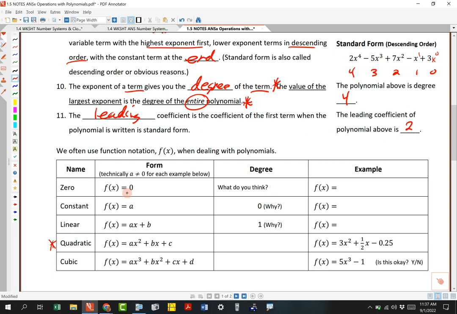So the degree of this polynomial right here. Think about it for a second. This one is degree 0. Anybody know why this is degree 0?